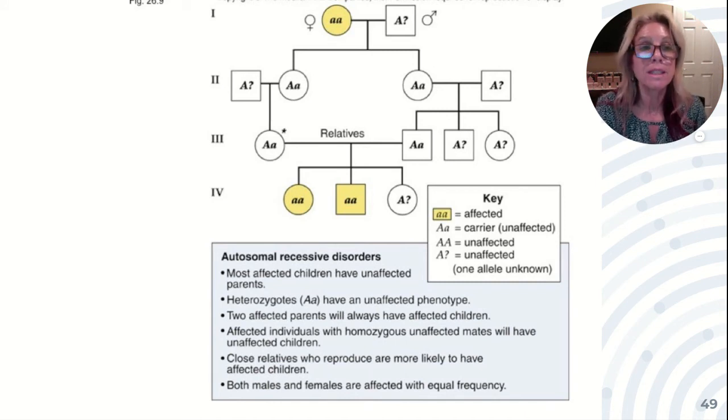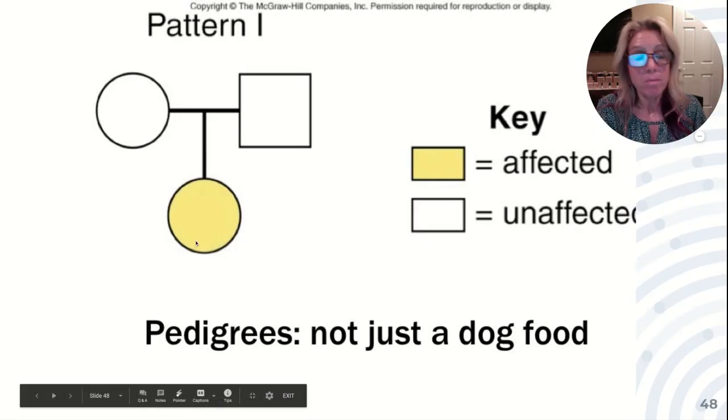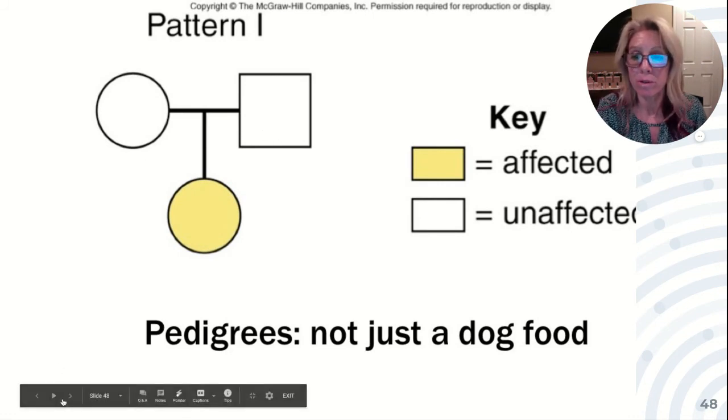For autosomal recessive, like the typical autosomal recessive patterns, most affected children could have unaffected parents, right? So when we saw this back here, you could have people who have the disease, but probably neither one of their parents have it, because it's a recessive trait, and you have to inherit 2 bad alleles in order to get that.